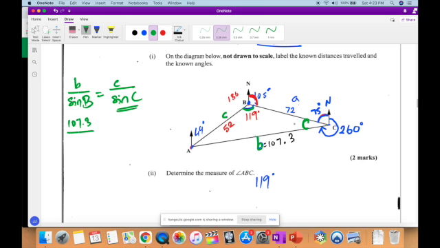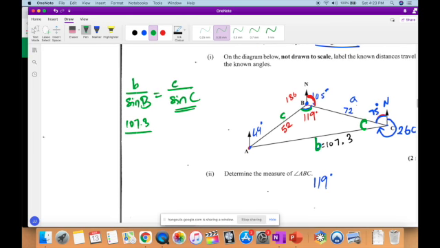Now, if you wanted to use the cosine rule, remember what's the cosine rule? The cosine rule is a squared equals b squared plus c squared minus 2bc times the cos of C over here. And you would have had to make the cos of C the subject of the formula and all kind of madness. So yes, you could have probably used the cosine rule.